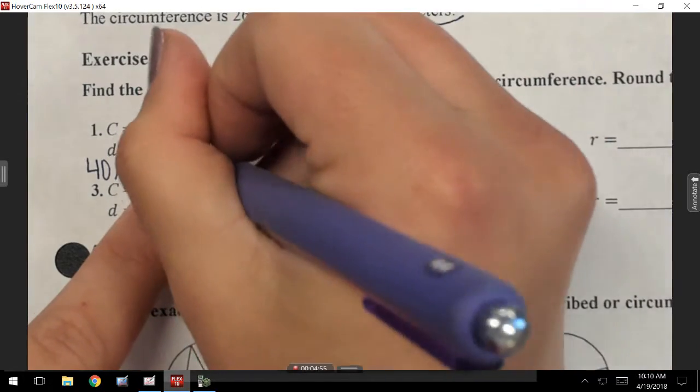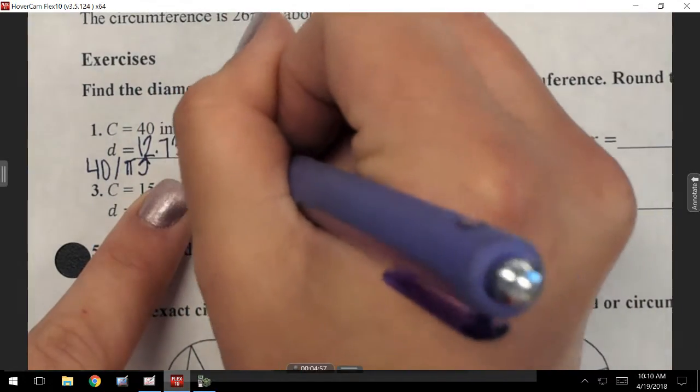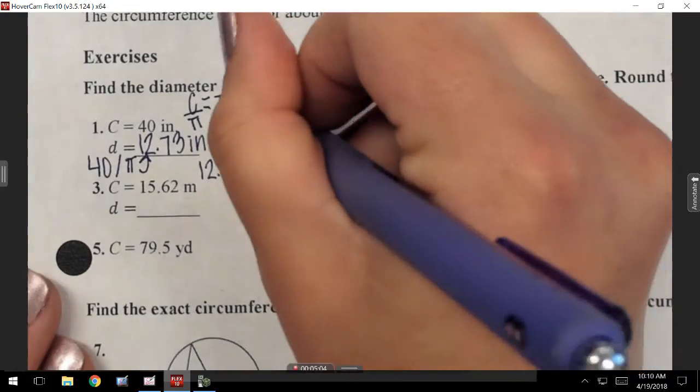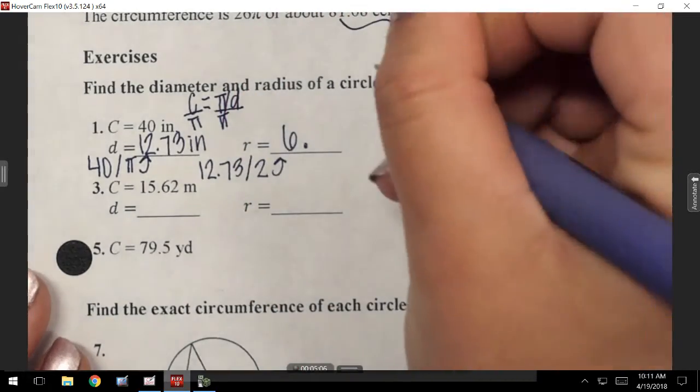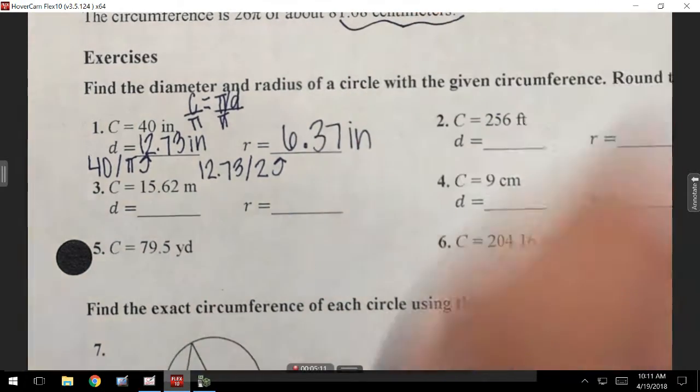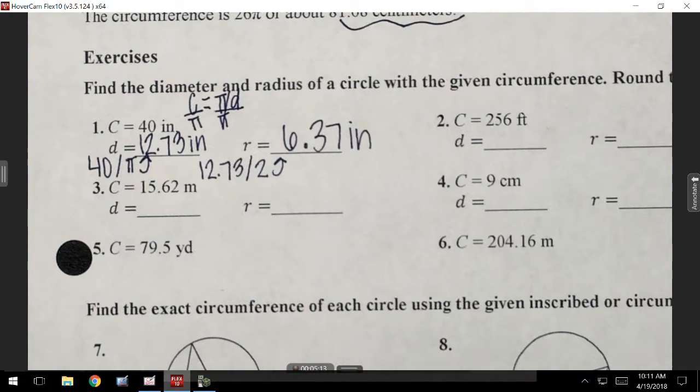So to get your radius, do 12.73 divided by 2, and that gives you your radius. How would you round that to only 2 decimal places? 6.37 inches. Because the diameter is 2 radii. Your diameter is 2 radii. So if you want one of them, you just divide it by 2.